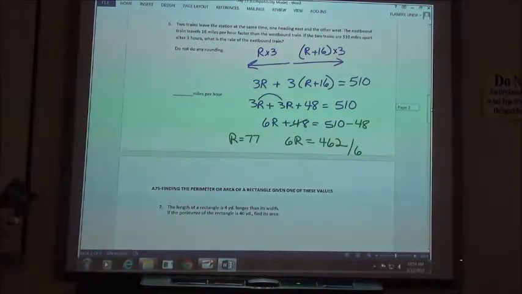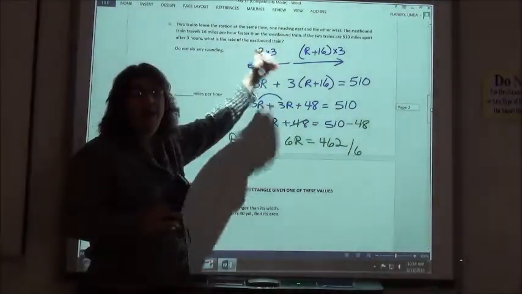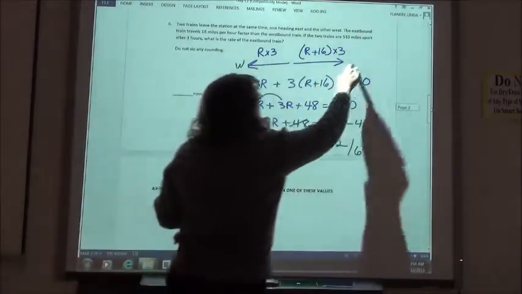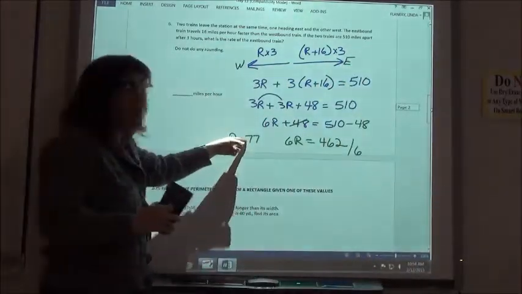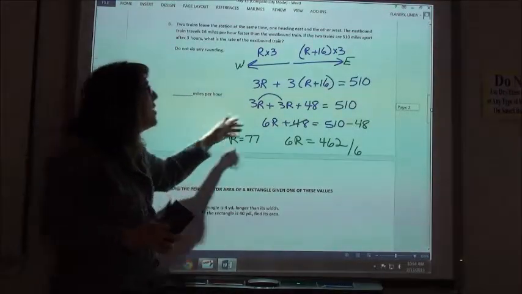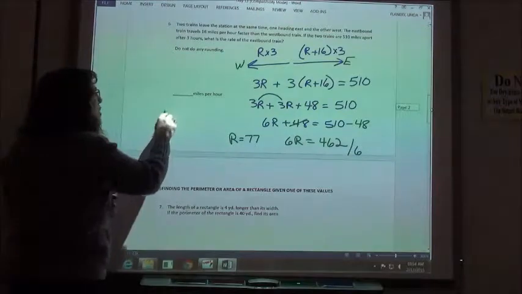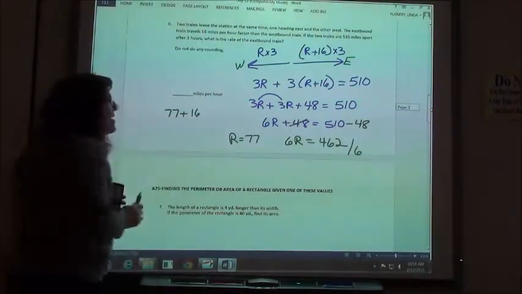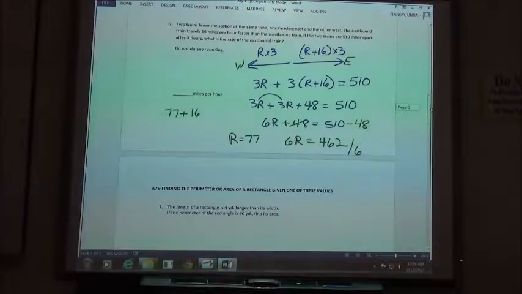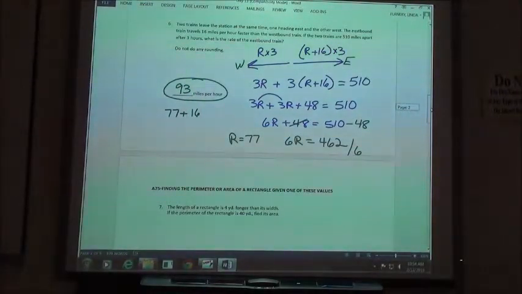Now, the question wants to know what is the rate of the eastbound train. What did we find? We found R, and R was the rate of the one headed to the west, right? This is the west and this is the east. So 77 is not the answer to the question. The westbound train was going 77 miles an hour. The eastbound train was going 16 miles an hour faster than that. So we have to take the 77 plus the 16 to find the rate of the eastbound train. 77 plus 16 gives me 93. So 93 miles an hour is how fast that eastbound train is going.